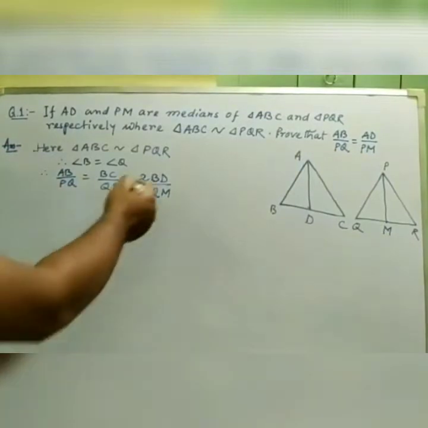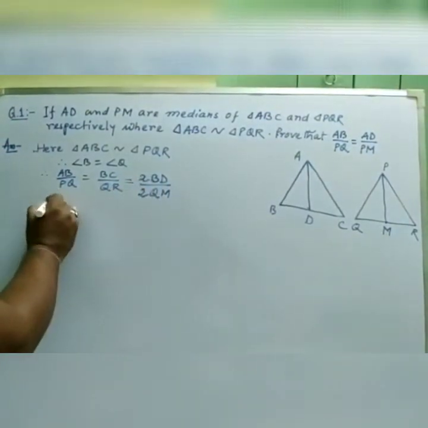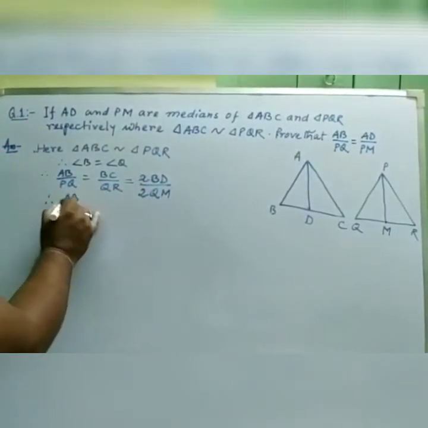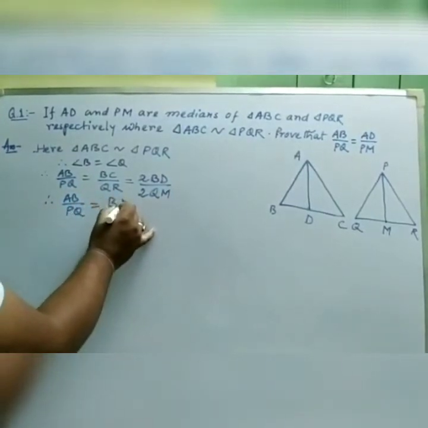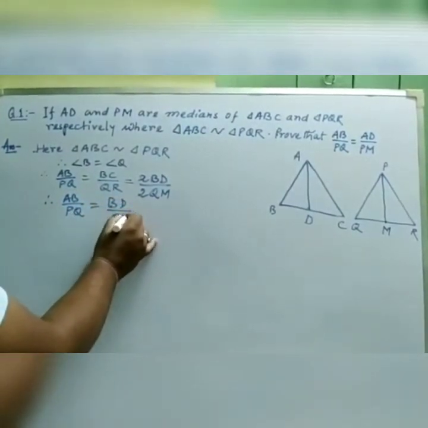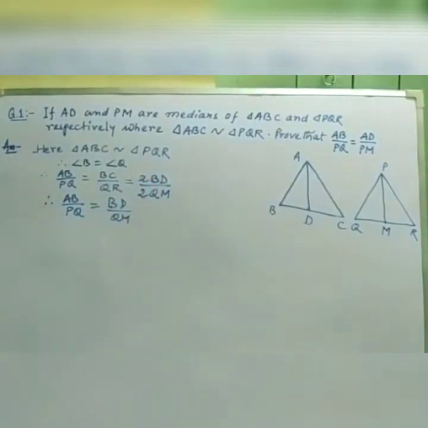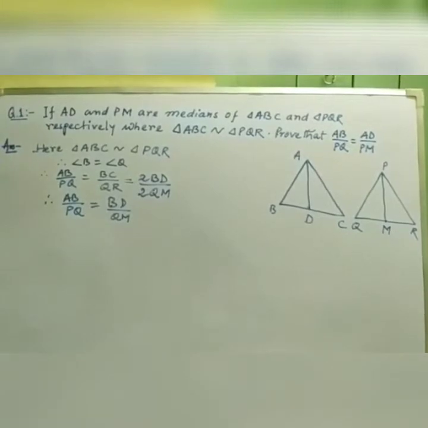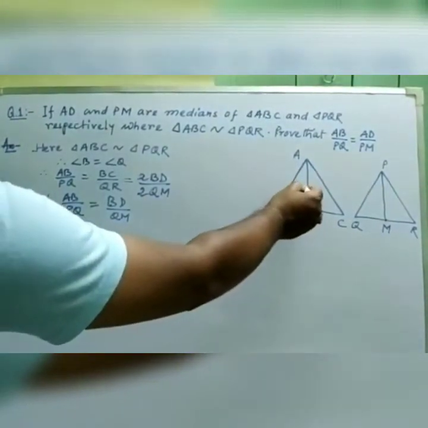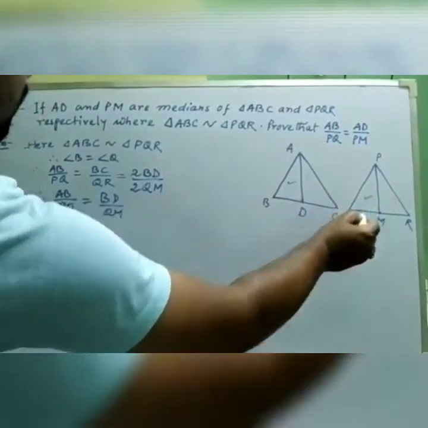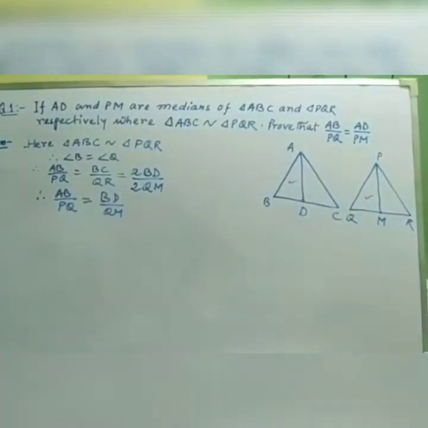So we can cancel both the 2's, and we get AB by PQ equals BD by QM, by cancelling the 2's from numerator and denominator. Now we have the two triangles ABD and PQM, and we will prove that these two triangles are similar.